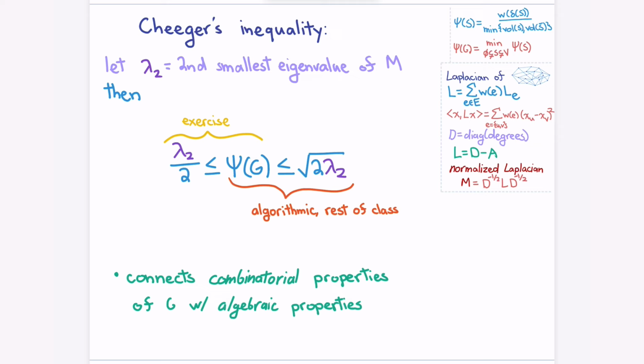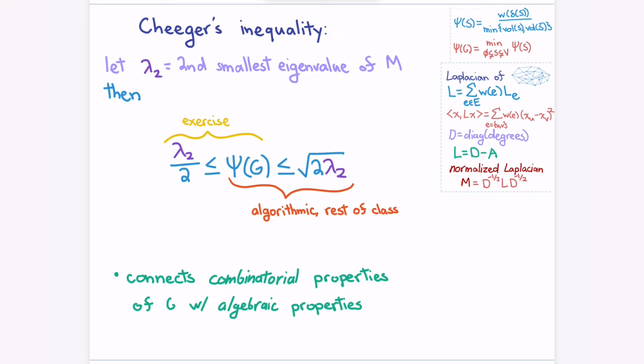So Cheeger's inequality says that conductance is closely related to the second eigenvalue of M, second smallest. The first inequality is not so hard to show and is left as an exercise. And the second inequality, the same dustbin as the multiplicative Chernoff bound. But the second inequality is nowhere near so straightforward, and very nice, and also algorithmic.